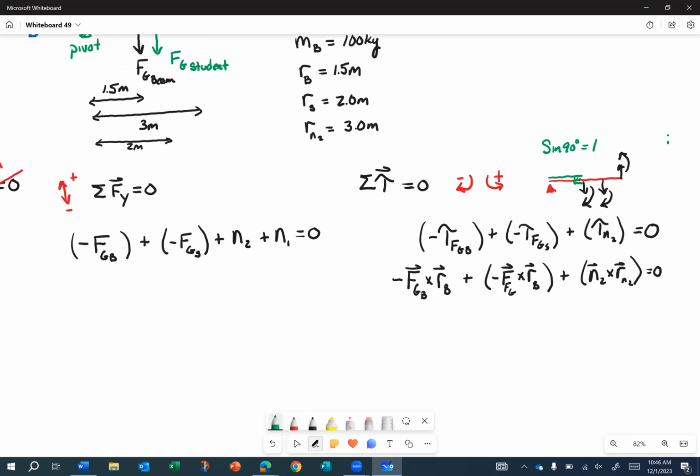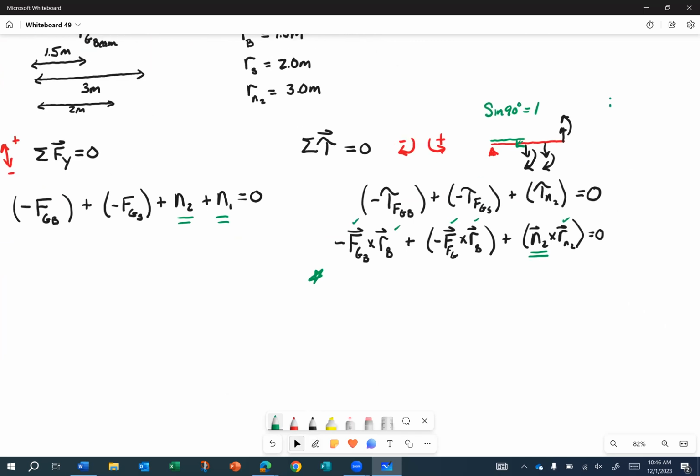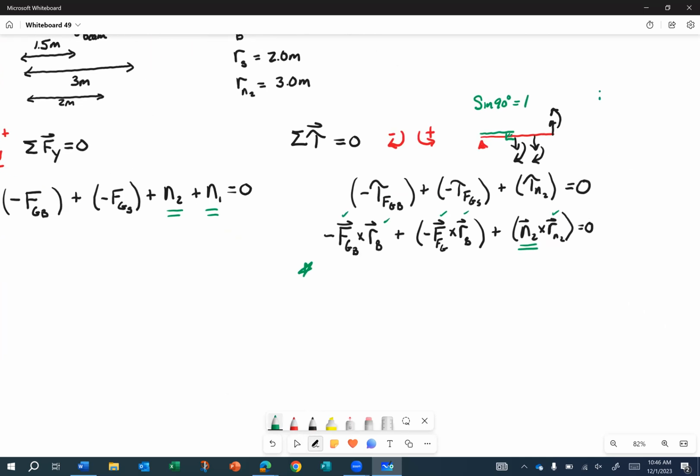And we see, what do I know here? I can find the forces of gravity. So the only unknown here, and I know this, is N2. Whereas in the other equation, I have 2 unknowns. So I'm going to begin with this equation first, since I have everything that I need to know, and then put that into my previous equation with the summation of forces in the y.